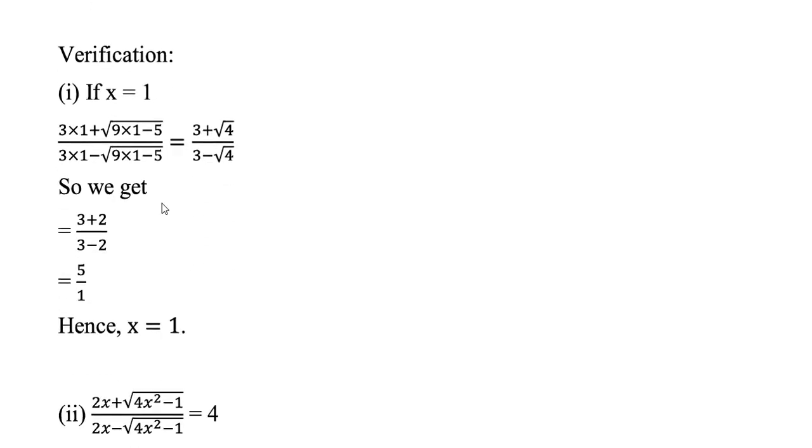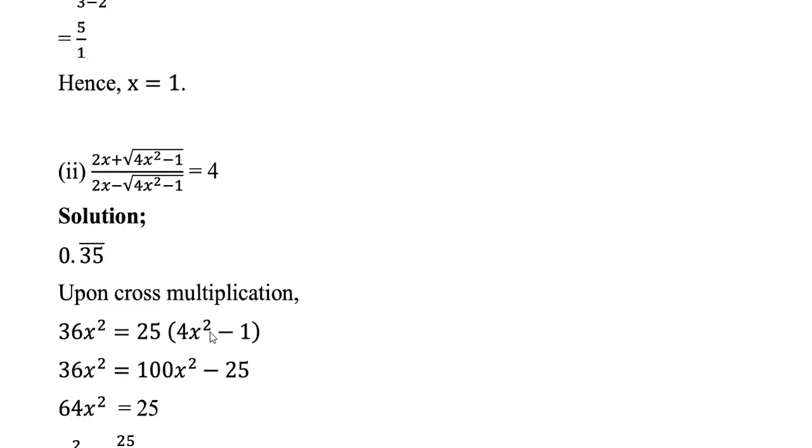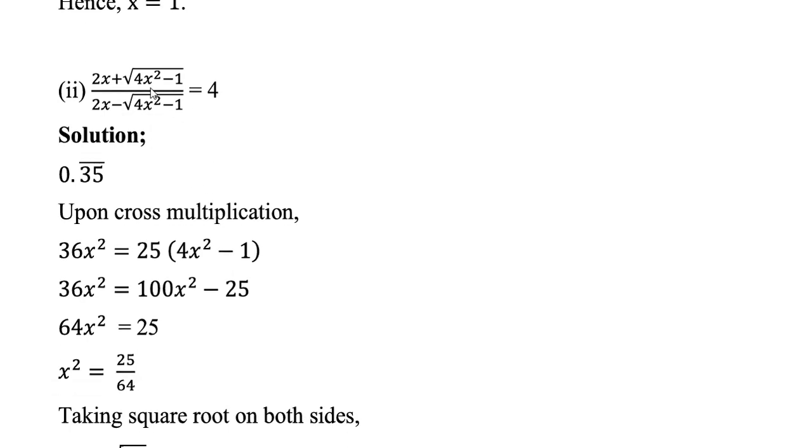Right now we will verify. Put x equal to plus 1, so it is coming 5 by 1. Hence x is equal to 1. After that, come to equation number 2, that is the second problem. 2x plus root over 4x square minus 1, divided by 2x minus root over 4x square minus 1, is equal to 4.